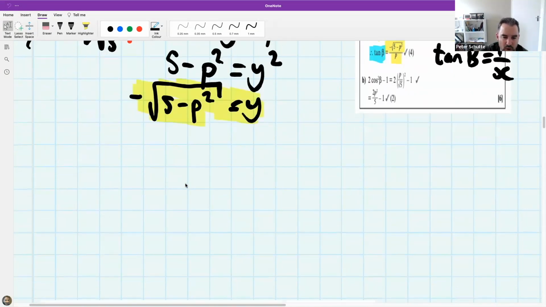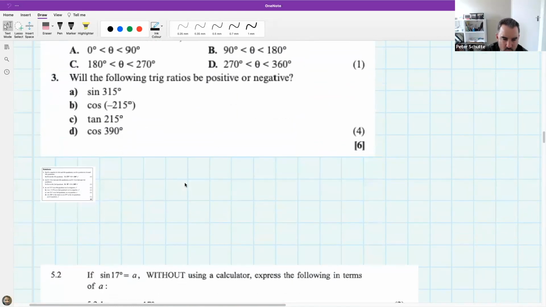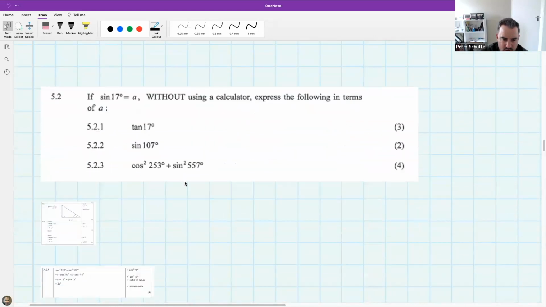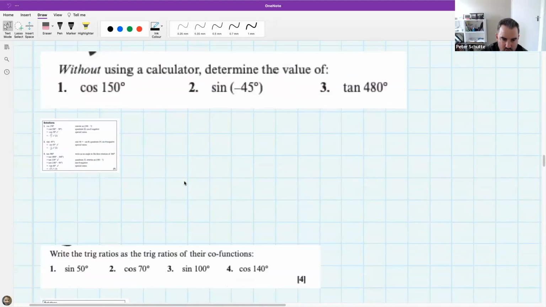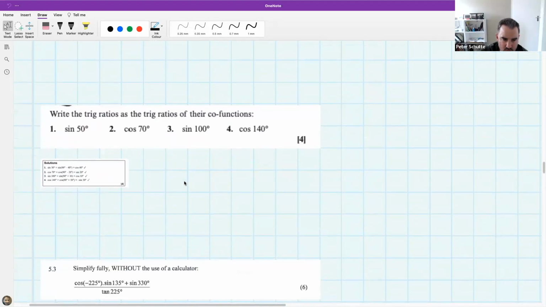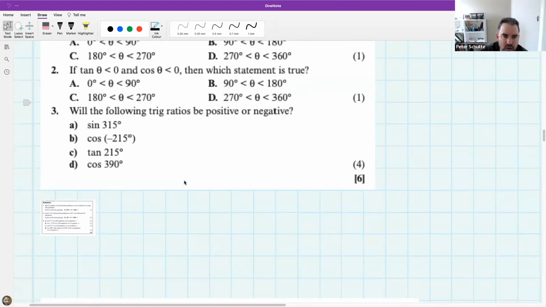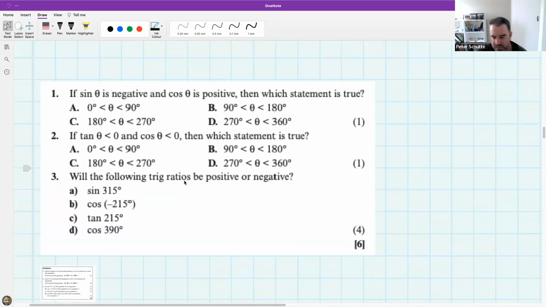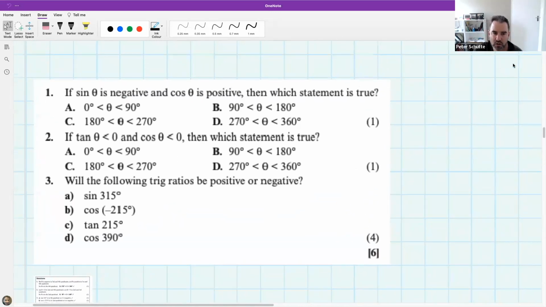Okay, let's look at one more question here today. Let's see if I can find you one. No, not that one. Okay, let's finish with these multiple choice questions. So let's do one.